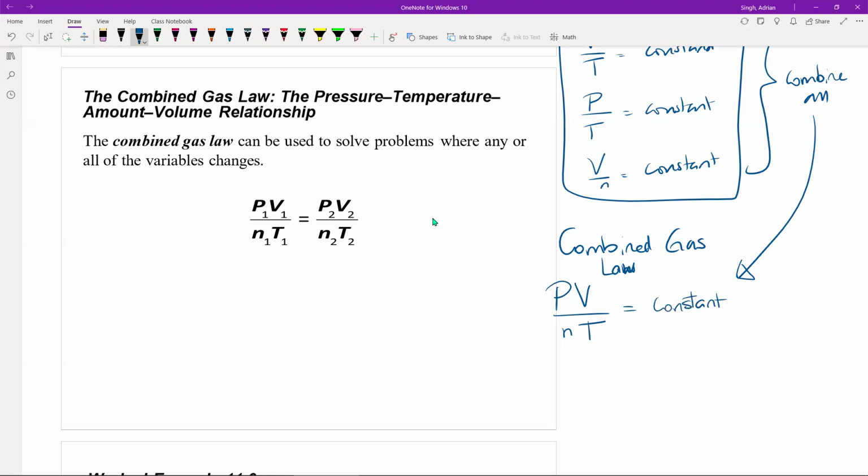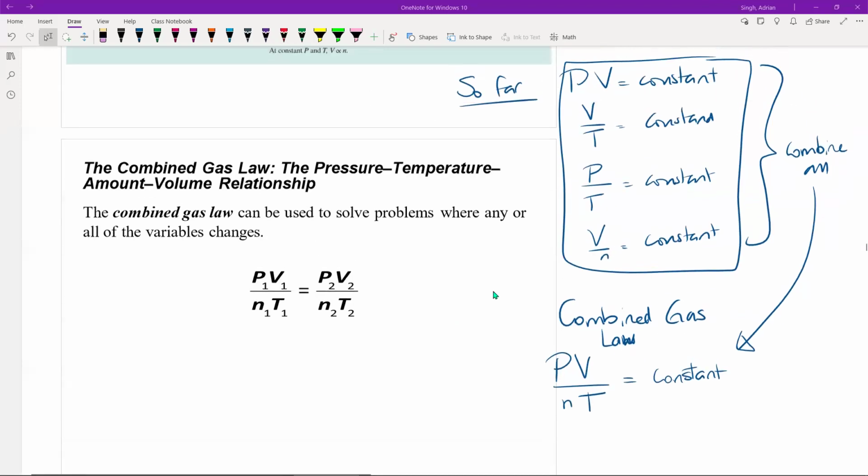If you look at this combined gas law, it actually has all of the other gas laws in it. For example, if we are keeping the amount N and T constant, we can ignore those terms and move them to the other side. Then we end up with PV equals a constant, which is Boyle's law. If instead we wanted to keep the pressure and amount constant, we move the P and the N over to the other side, and then we end up with the V over T relationship.